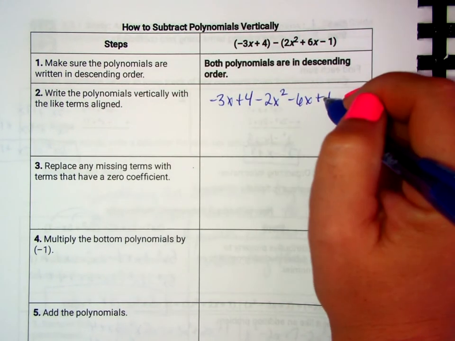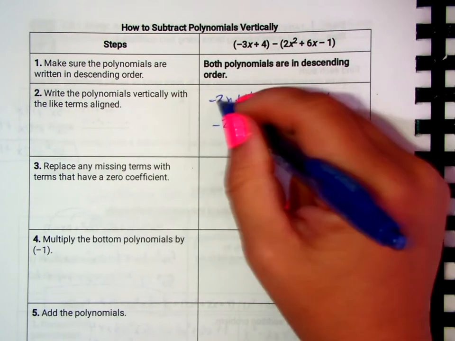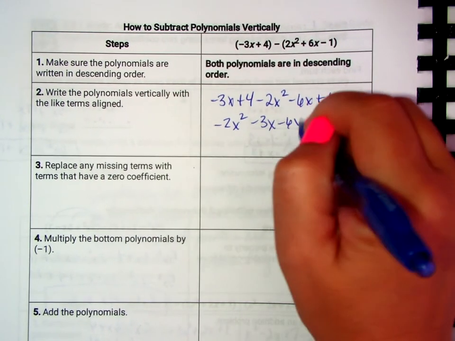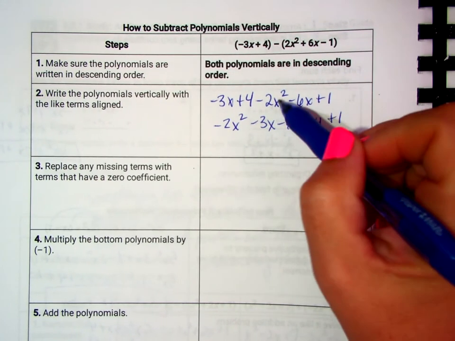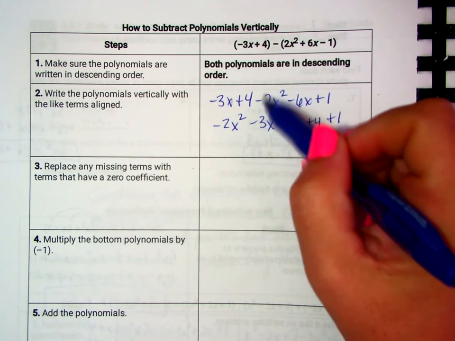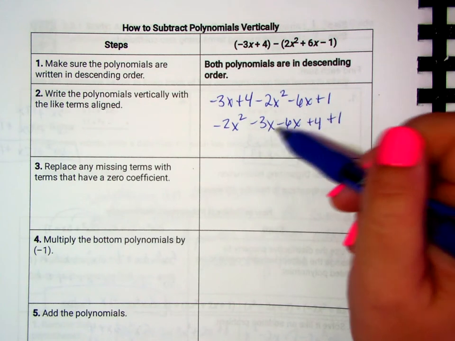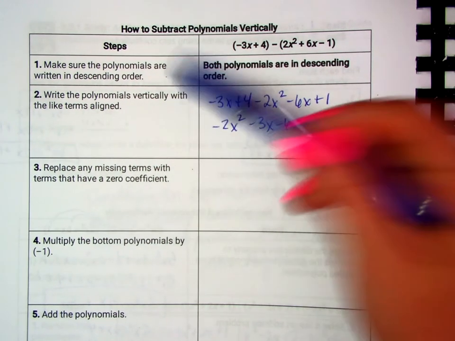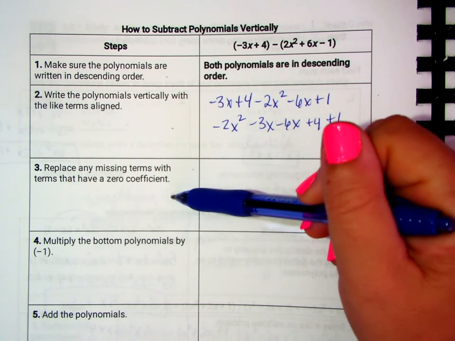Now if I write this in descending order, I only have a negative 2x squared. I don't have any others. Then there's the negative 3x and the negative 6x. Then there's the plus 4 and the plus 1. So notice that here there's not 2 of these x squared terms, there's just 1. So if you're following these steps along here, make sure the polynomials are in descending order first, write them vertically, replace any missing terms with coefficients.